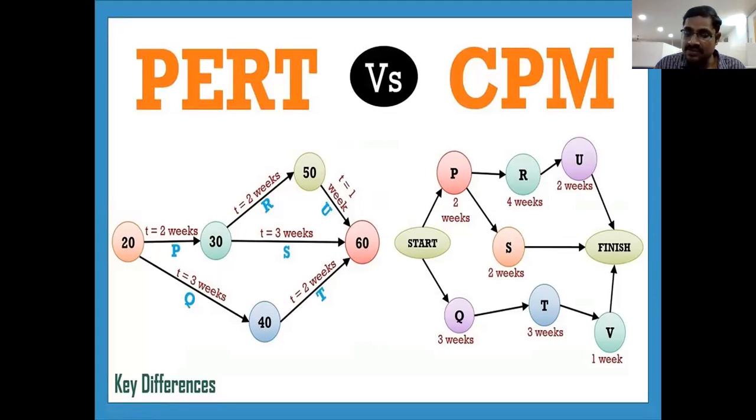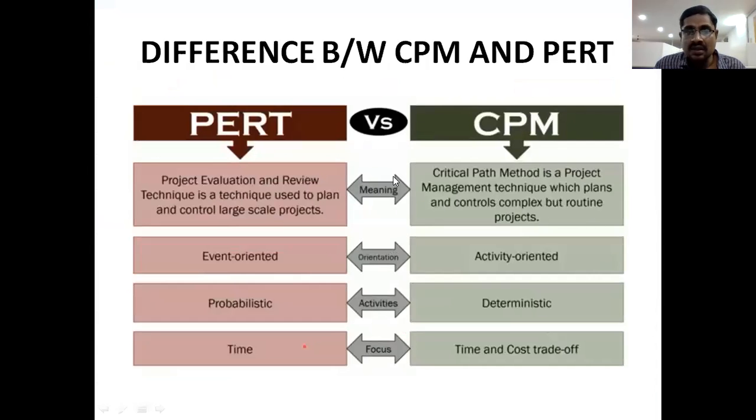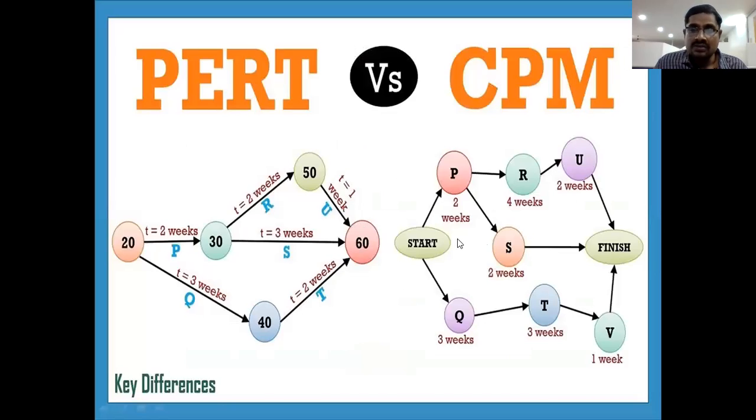Look at these two diagrams. Already I told you these differences. So these are the CPM diagram and these are the PERT diagram. Look here carefully. The CPM diagram focuses on activity-based planning, from starting point to finishing point. But in the PERT diagram, it is event-based planning.